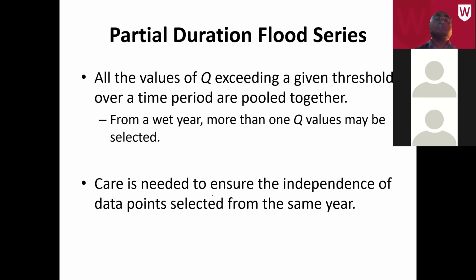And we know that for partial duration series or PDS, we consider all the events exceeding a particular threshold. And in this case, care is needed to ensure the independence of the data points selected from the same year. So it means that if you're selecting one event, then you should wait certain period of time so that you don't select another event, because the second event may be affected by the first event. So they are not independent of each other. So that's why, depending on the size of the catchment, you have to have a separation hour between your first event and the second event.